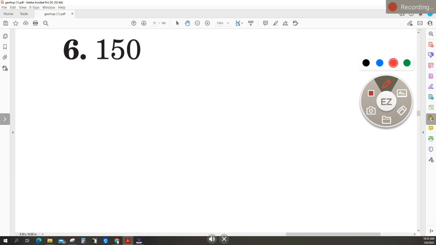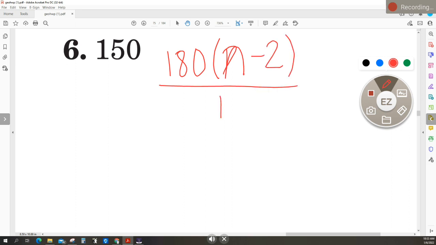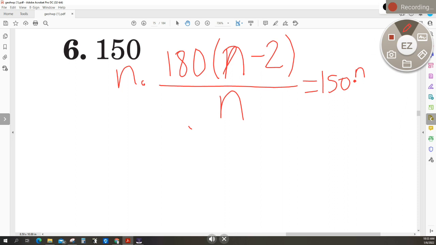So you're going to set up your little equation where you've got 180 times 2, n minus 2, divided by n, and that's going to equal whatever they gave us. And what they gave us was 150, right? So now to solve that, all we have to do is basic algebra stuff. So we're going to multiply both sides by n. Multiply by n there, multiply by n there. Those n's are going to cancel.